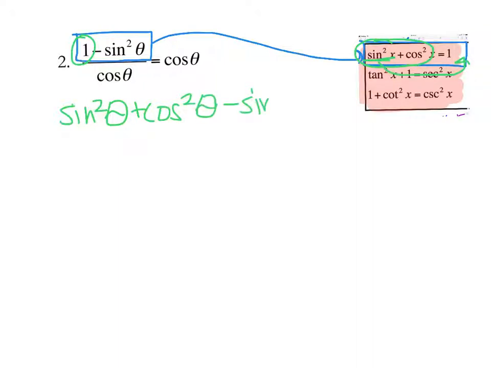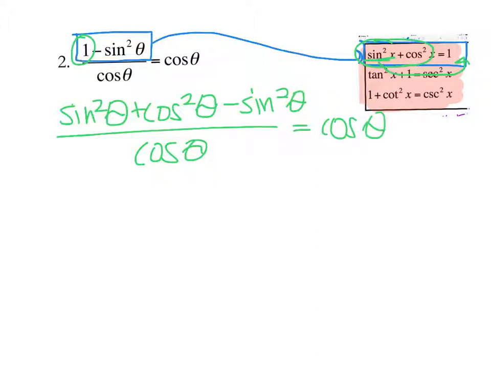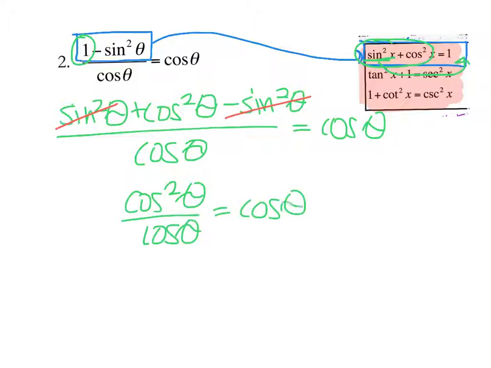So I'm going to replace the 1 with sine squared plus cosine squared, and then it's minus sine squared on top still, over cosine theta. We want that to equal cosine theta at the end. So these cancel, and we end up with cosine squared theta over cosine. I don't think we've seen one like this yet, but it's like having x squared over x. If I have x squared over x, one of the x's cancels with the squared and it's just x. If that doesn't make sense, you could write cosine squared as cosine times itself.